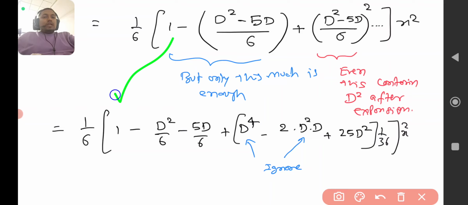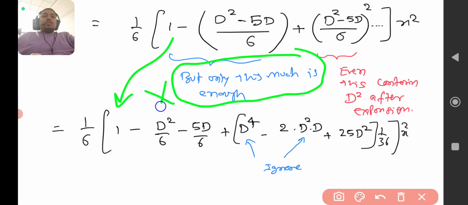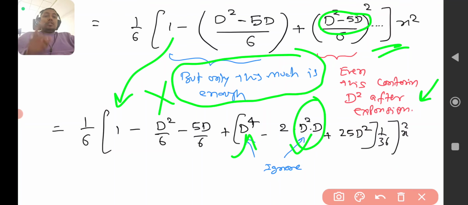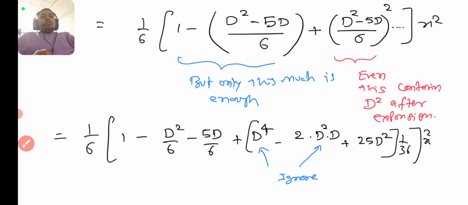So see here, this one I wrote here, but only this much is enough? Answer is no. Why? Because even third term, even this term contains D square after expansion. How will you know? D square minus 5D whole square is there. Expand, a square minus 2ab plus b square. So a square means D power 4, that is not needed for us. 2ab, D power 3 will come, that is also extra, it will make answer 0, no need. But when you write b square, 25D square will come. Okay, so in first term also you have D square, in second term also you have D square. Now almost simple. What will you do?